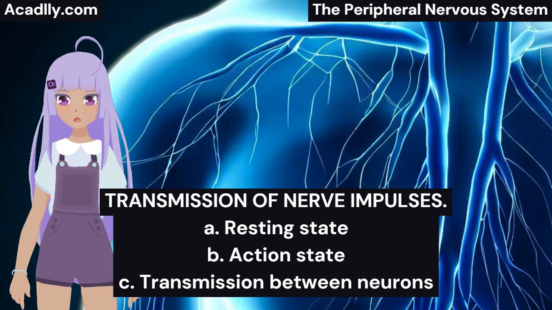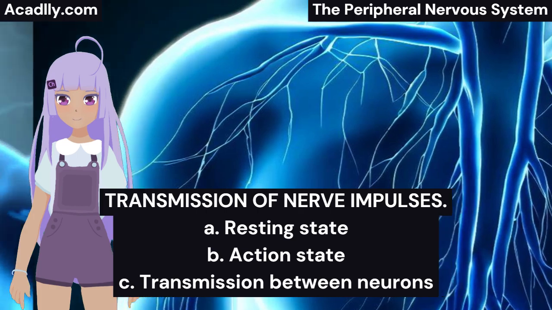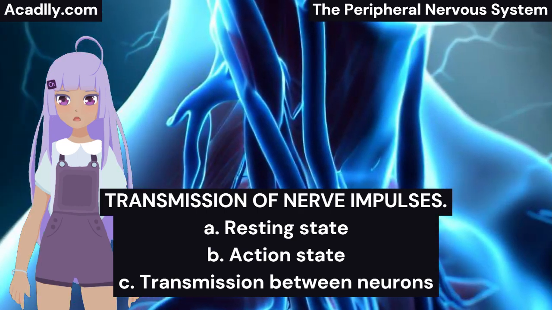Transmission of nerve impulses. Nerve impulses are transmitted along neurons through electrical signals within nerve fibers and chemical signals across synapses. The process involves three phases. A. Resting state. A state when a neuron is not transmitting an impulse. The nerve fiber is electrically polarized, with excess sodium ions, Na+, outside the cell, and excess potassium ions, K+, inside the cell. This polarization creates a positive charge outside and a negative charge inside the cell.